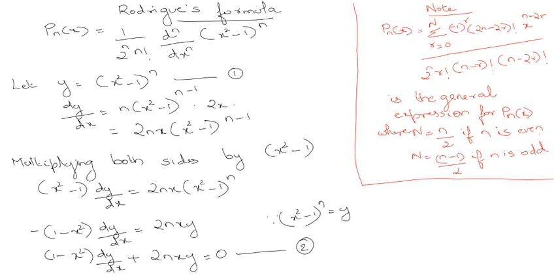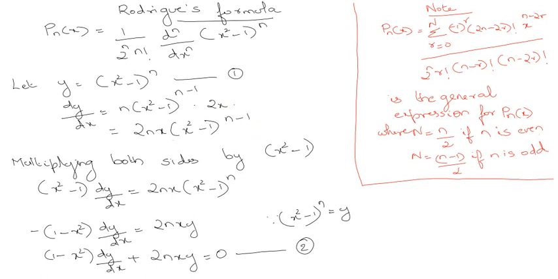Okay. So, in order to see the proof of Rodrigues' formula, let us consider y is equal to (x square minus 1) the whole raised to n, right? (x square minus 1) the whole raised to n is equal to y. So, dy by dx is equal to n into (x square minus 1) the whole raised to n minus 1, then derivative of x square, which is 2x. So, we can write this is equal to 2nx into (x square minus 1) the whole raised to n minus 1. Now we are going to multiply this equation by x square minus 1 on both sides.